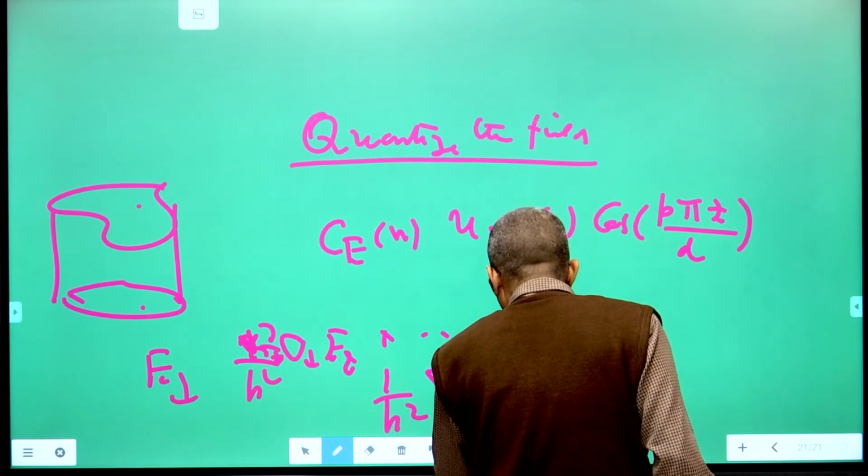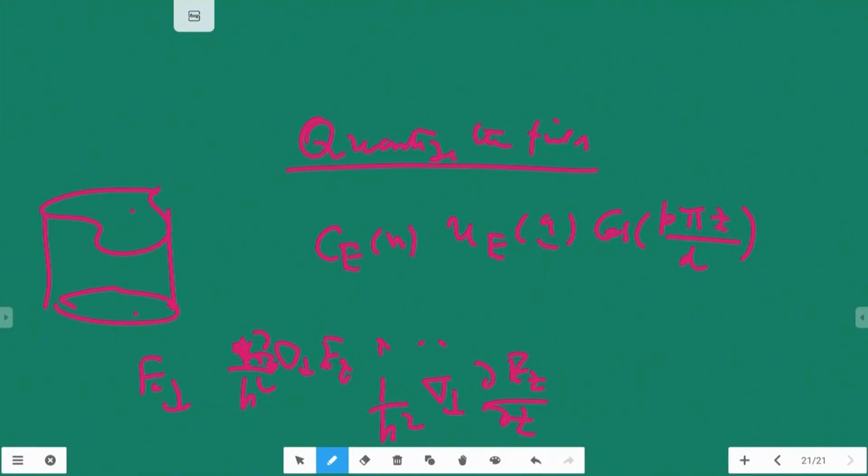So dou Ez by dou z should vanish on the boundary, which means that you should take gamma as jp pi by d, so that if you differentiate with respect to z and put z equal to 0 or d, you will get 0. And then you look at the corresponding oscillation frequencies. So e power j omega, it will depend on n and p, so n and p t corresponding to the electric modes. So you take the real part of this whole expression and you sum this over all n.